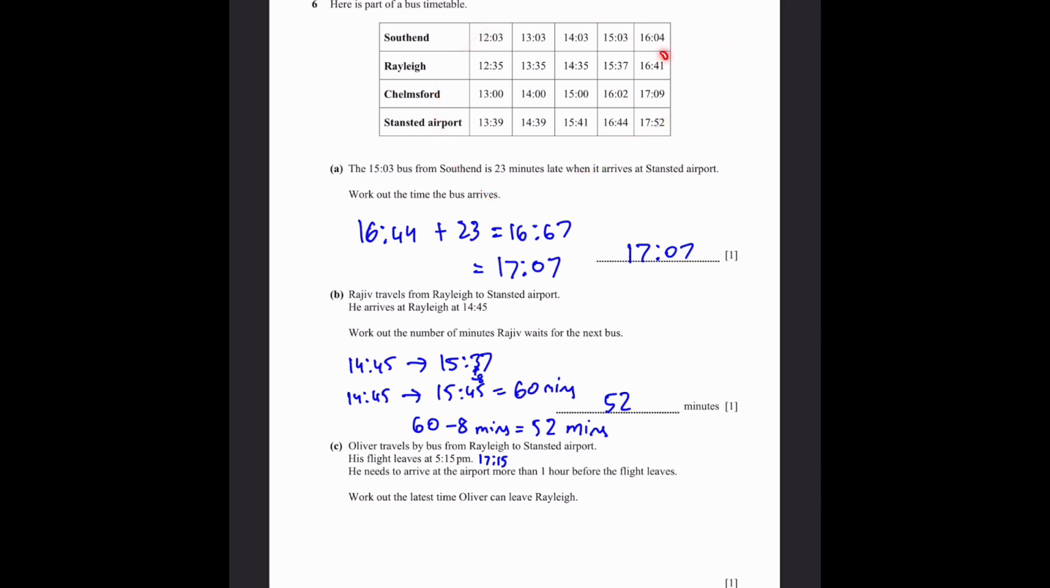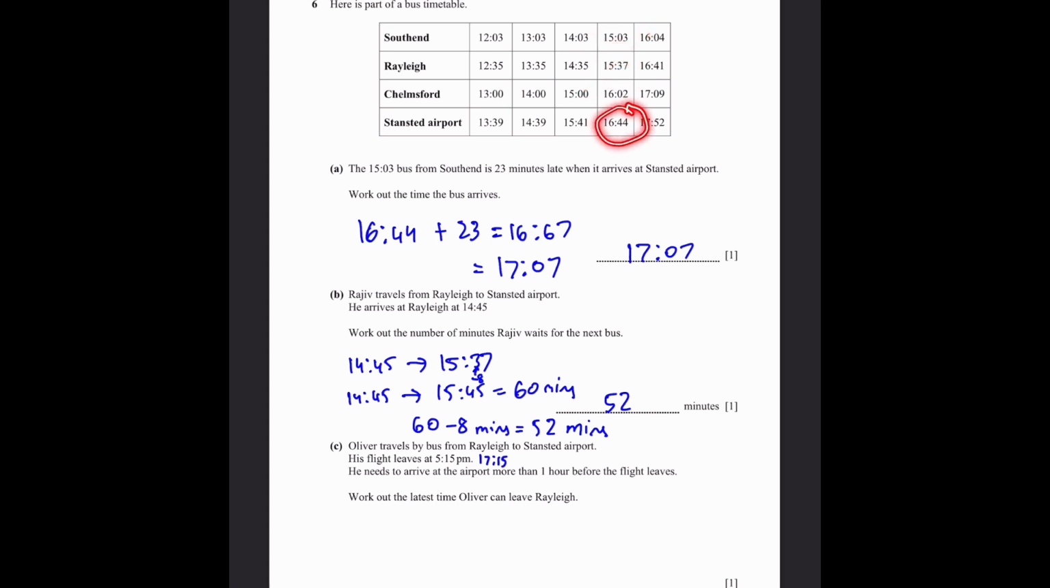Now we have first the 16:41 bus, which is 4:41 p.m. This doesn't work since he arrives at Stansted Airport at 17:52, which is 5:52 p.m. And that's long after his flight leaves. So that's not possible. And now if you take the 15:37 bus from Raleigh, it'll be arriving at 16:44, 4:44 p.m. So this is before the flight leaves, 5:15 p.m. But then he needs to arrive at the airport more than 1 hour before the flight leaves. And that means the 15:37 timing cannot be used by Oliver.